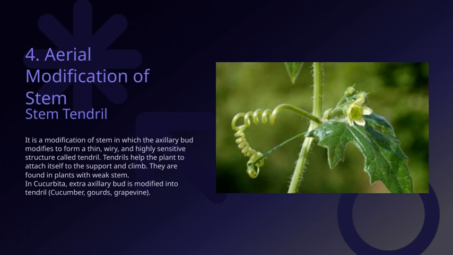For example, in plants like cucurbita, think cucumbers, gourds, and even grapevines, the extra axillary buds are modified into tendrils. This adaptation allows these plants to ascend and reach sunlight more effectively. So, in summary, tendrils are specialized structures that originate from modified stems, playing a crucial role in the plant's ability to climb and stabilize itself in its environment.